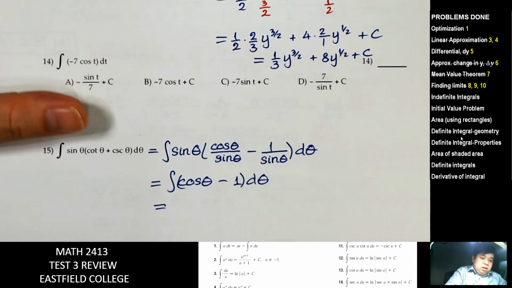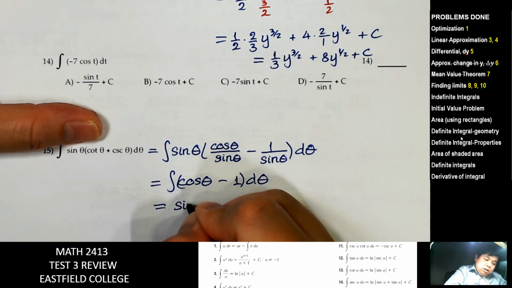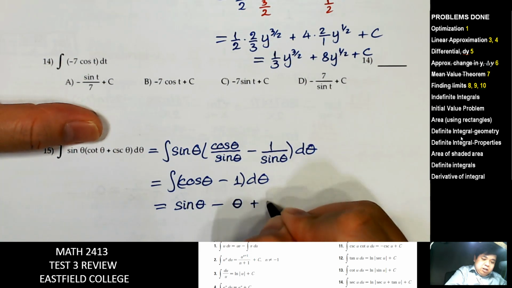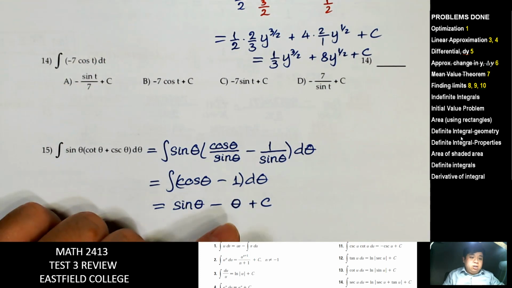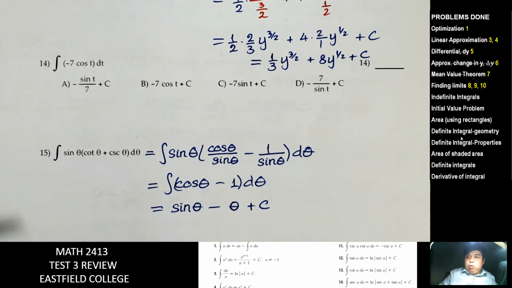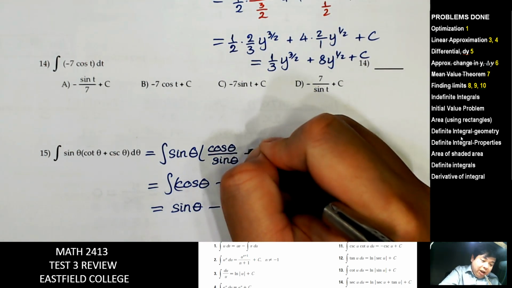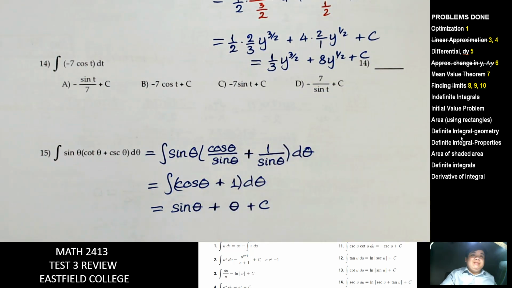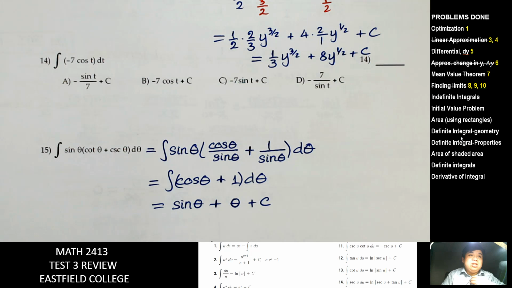Now we integrate. Integral of cosine is just sine, and integral of 1 is going to be theta plus c. So integral of a constant is equal to a variable, and I don't know why I have the minus here, it should be a plus. So it's a plus, and yeah, it should be that. So that is 15. 12, 13, 15.